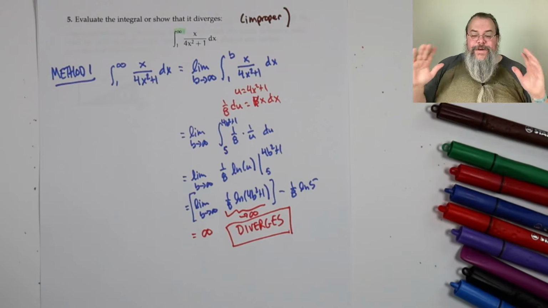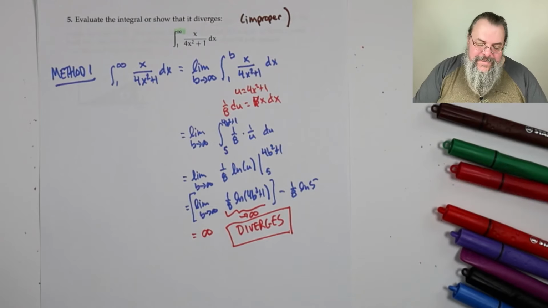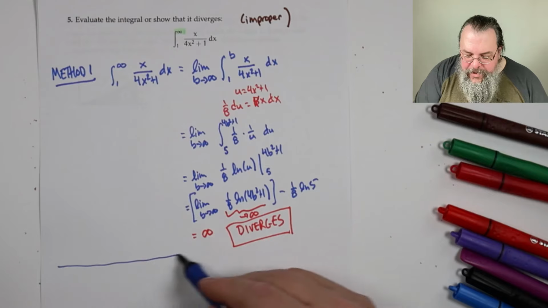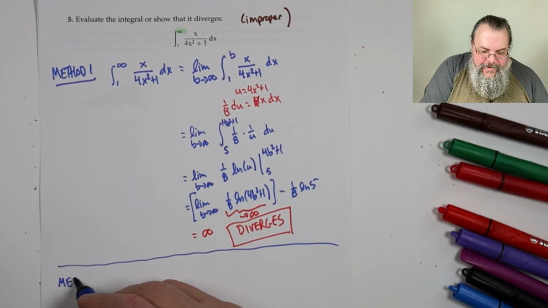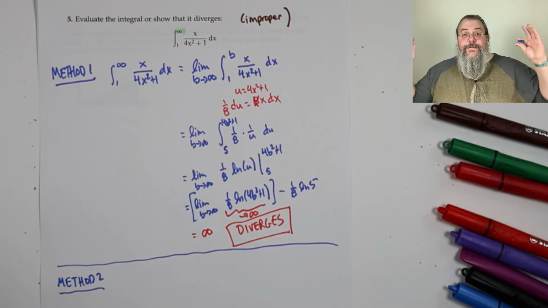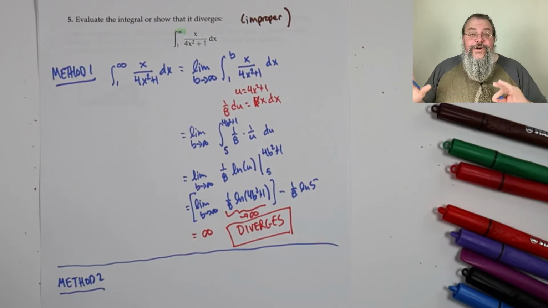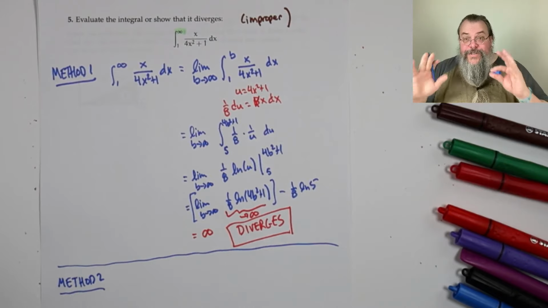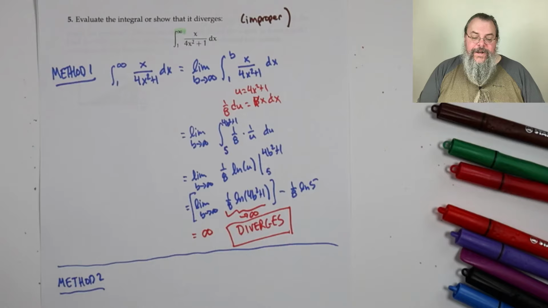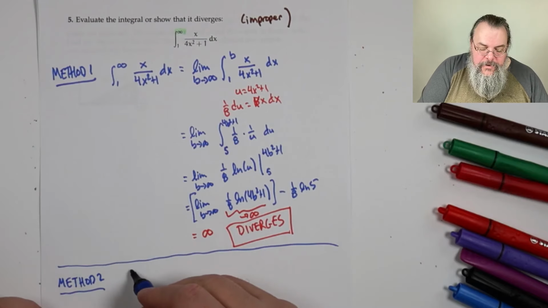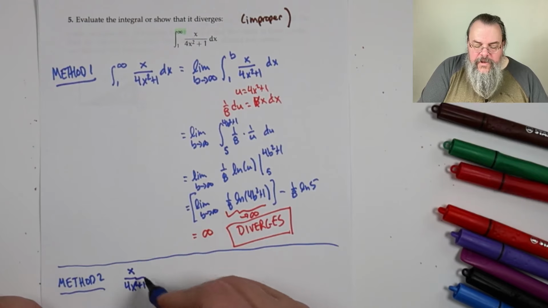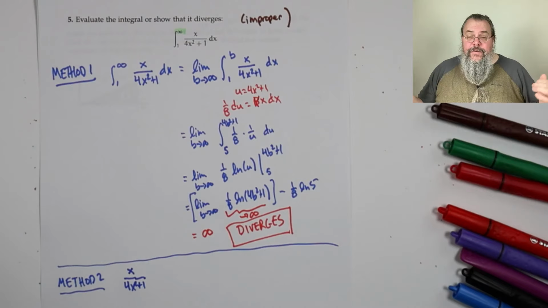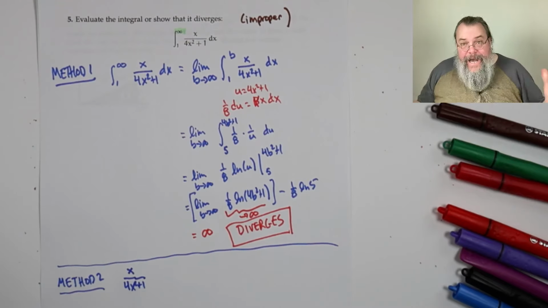Okay, let's talk method 2. I think in the solutions, it only talks method 1. I want to talk method 2 because there's a second way to do this, which is fun. Before you even start, you should know whether it converges or diverges just by looking at it. Converging or diverging comes down to the rate of growth. So we look at x over 4x squared plus 1 and ask, how does it behave?